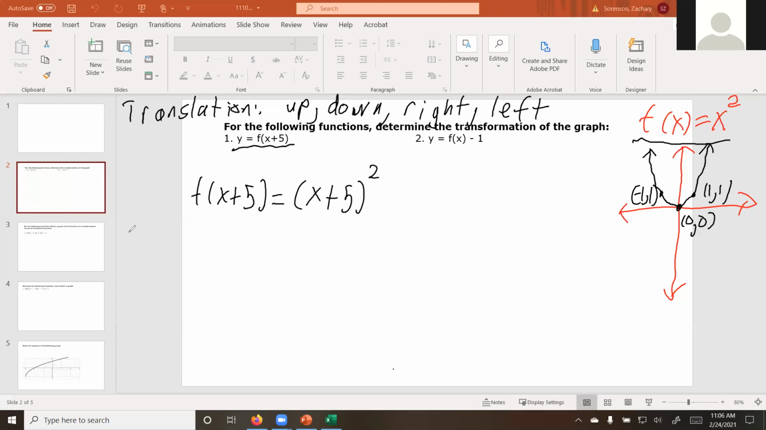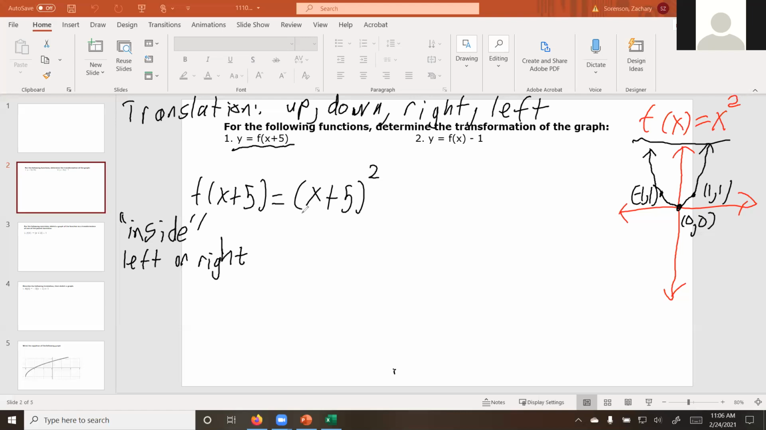And so when I have something happening inside my function, that is going to be left or right. Or another way to think about it, it's going to be moving some way in the x direction. It's going to be moved to the right. It's going to be moved to the left, some way horizontally. And that happens a lot with transformations. If something happens inside my function, it's going to be affecting my x values. If something's going to happen outside my function, it's going to be affecting my y values.